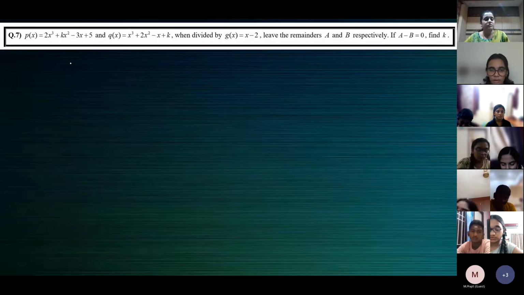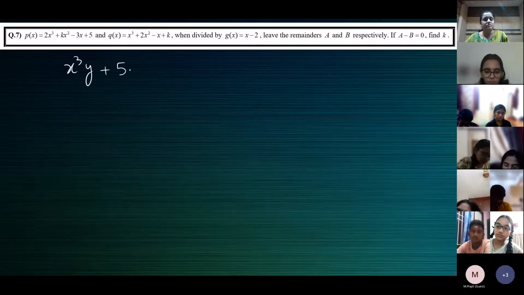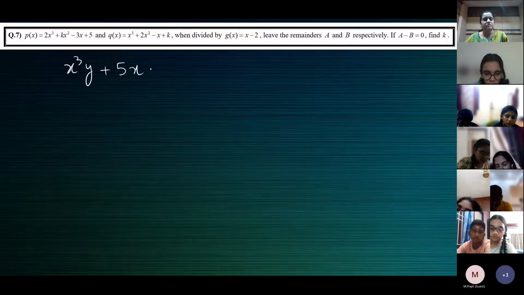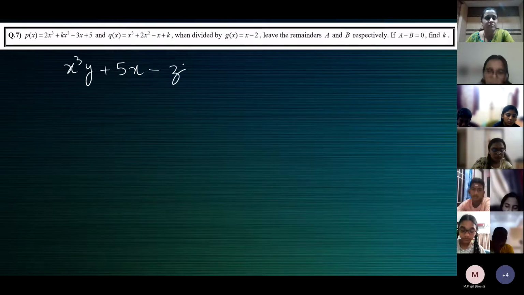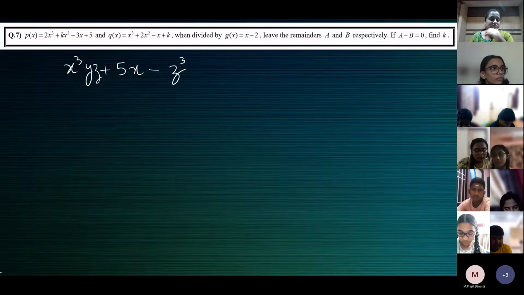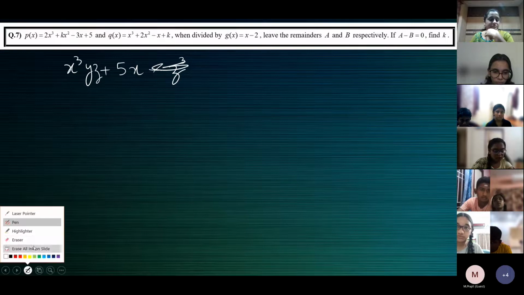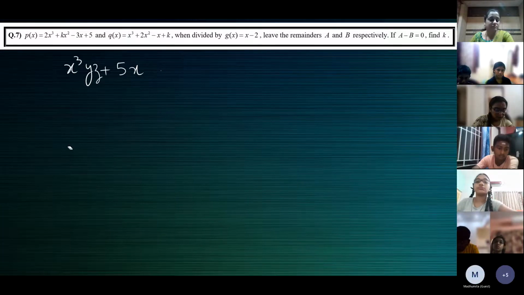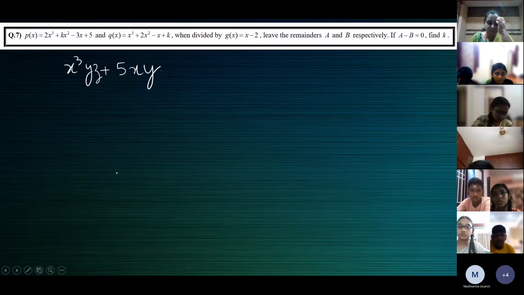Now, supposing x cubed y plus 5x minus, say, z to the power 3, xyz here. Oh, this is not a binomial then. Okay, we take away this. Is it the binomial? Okay, let me just add a y here. Is it the binomial? Yes, ma'am.